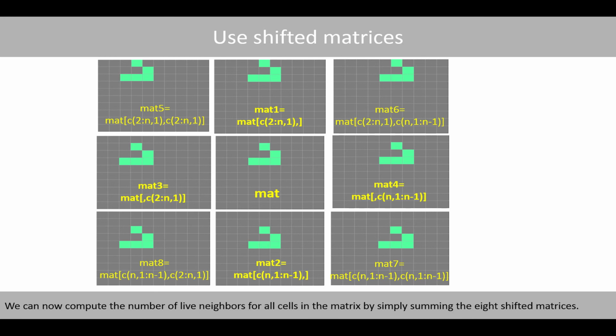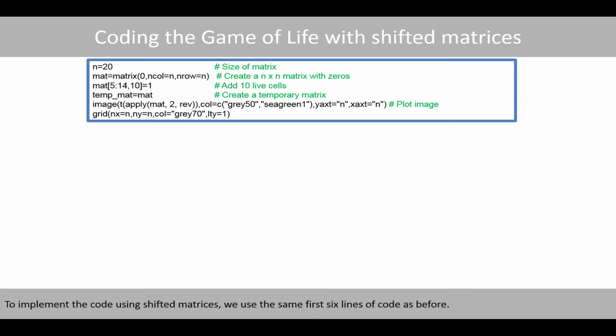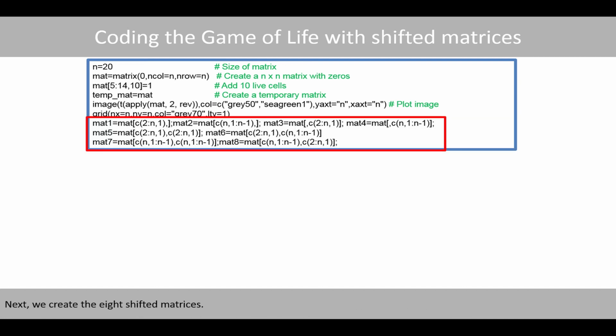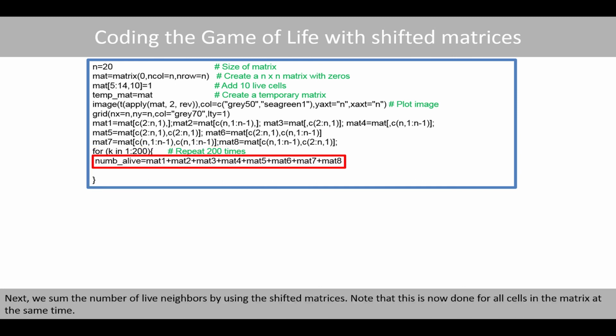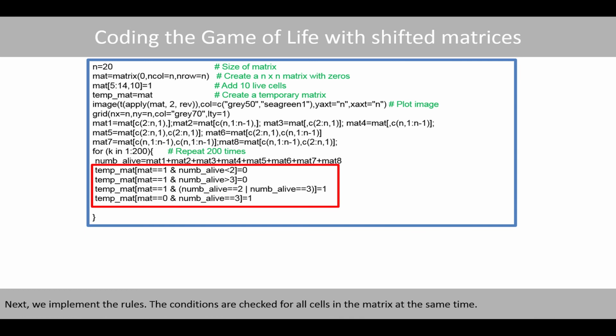To implement the code using shifted matrices, we use the same first 6 lines of code as before. Next, we create the 8 shifted matrices. Then we define a for loop to update our matrices. Next, we sum the number of live neighbors by using the shifted matrices. Note that this is now done for all cells in the matrix at the same time. We next implement the rules. The conditions are checked for all cells in the matrix at the same time.